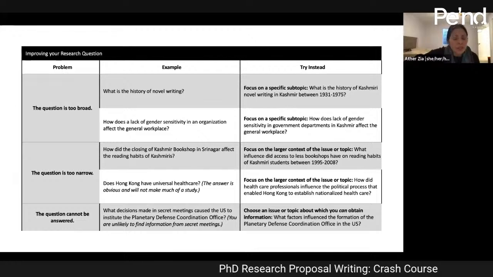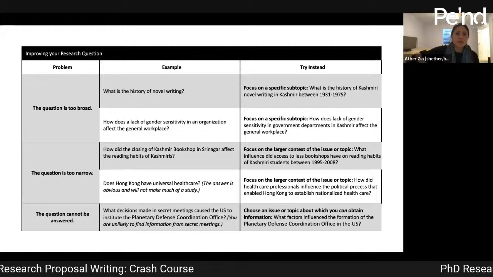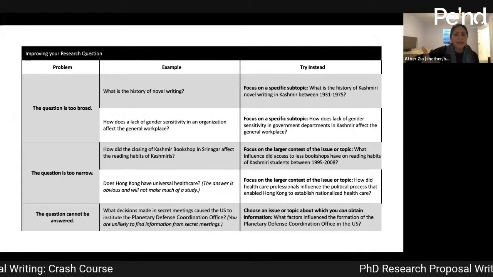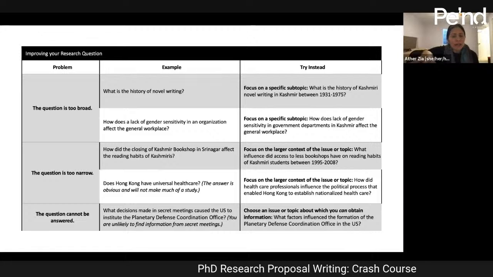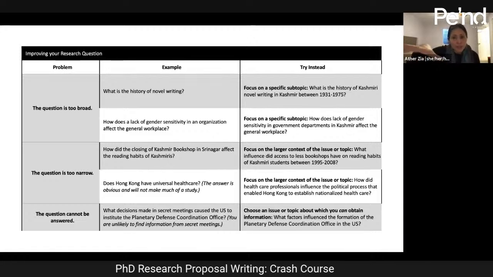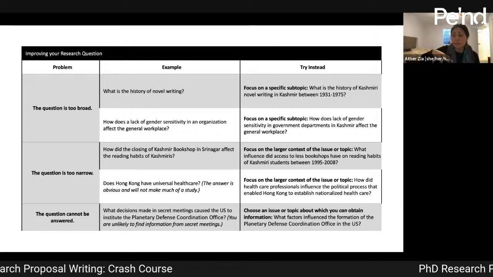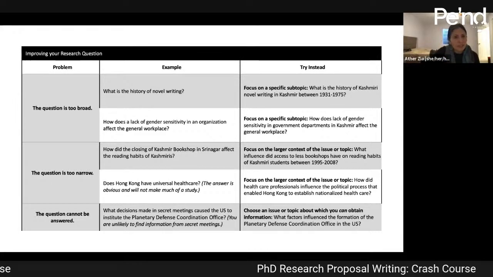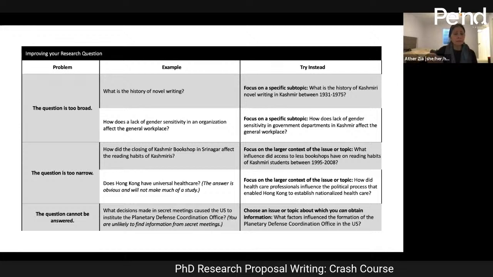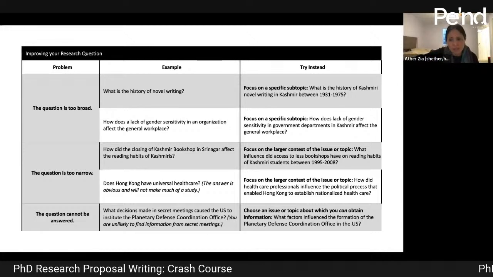Or think about, does Hong Kong have universal health care? The answer is obvious because you can do a simple Google search, and then it's not much of a study. So how do we make the Kashmir Bookshop question a bigger question, thinking about a larger context, creating a topic that's not only investigative but also helps us understand how people in Kashmir read, or what they have been reading?